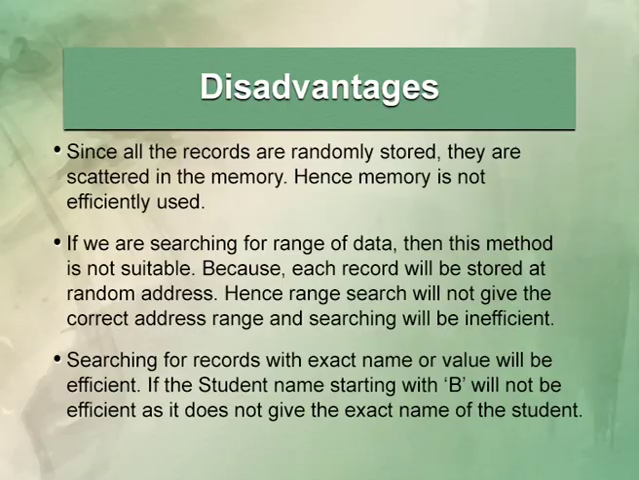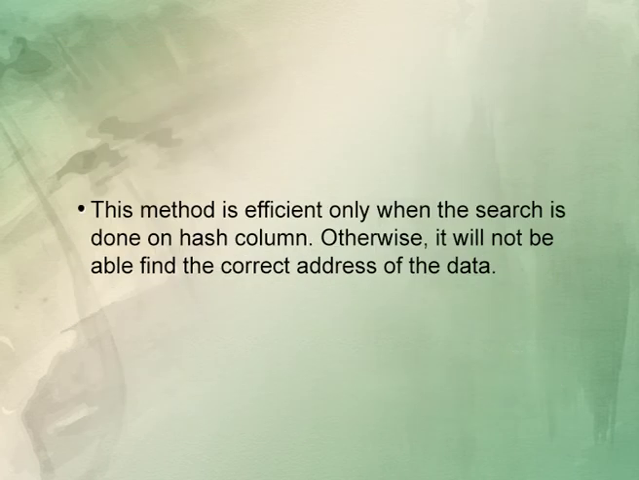Searching for records with an exact name or value will be efficient. However, if you are putting a wild character along with the main character, then also it is not an efficient technique. This method is efficient only when the search is done on the hash column, otherwise we will not be able to find the correct address of the data.